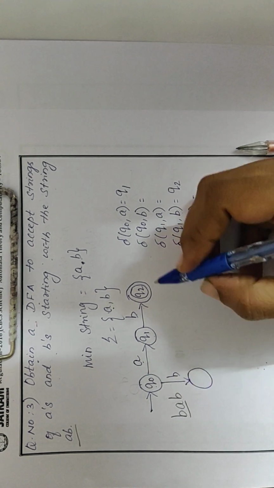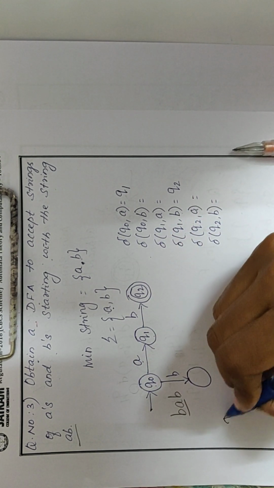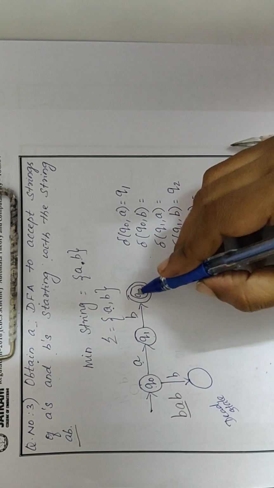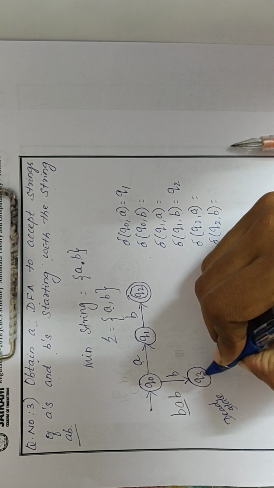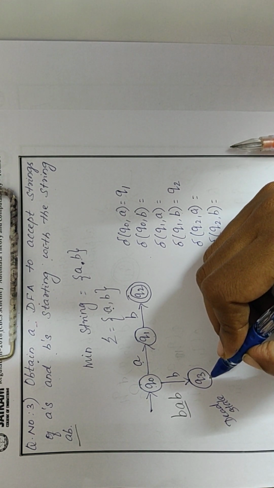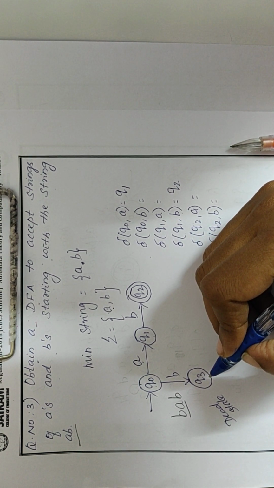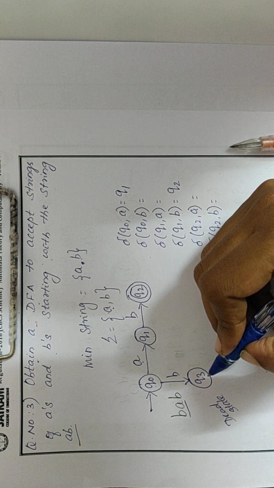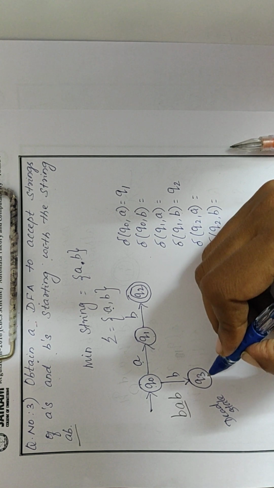This will be your dead state. I'll write dead state, right? And I'll give the next numbering Q3. The meaning is that I can say this is dead state or trap state. You know the meaning of trap, right? Once you get into it, you cannot come out.